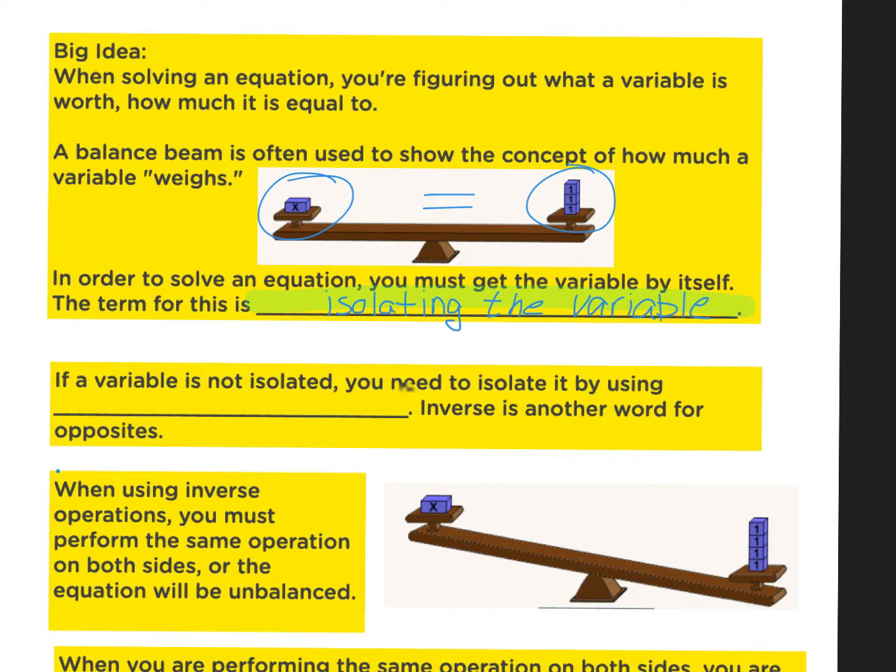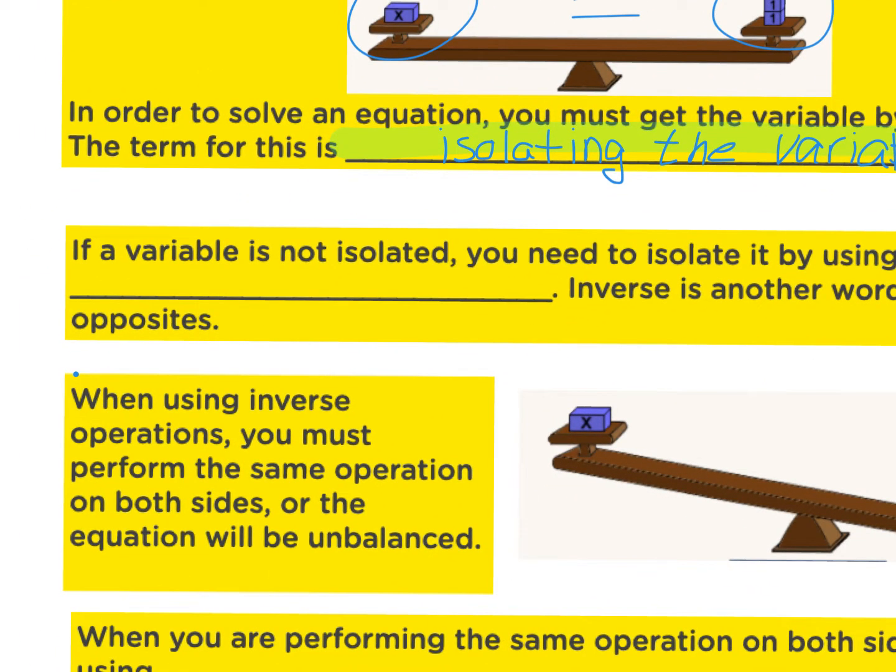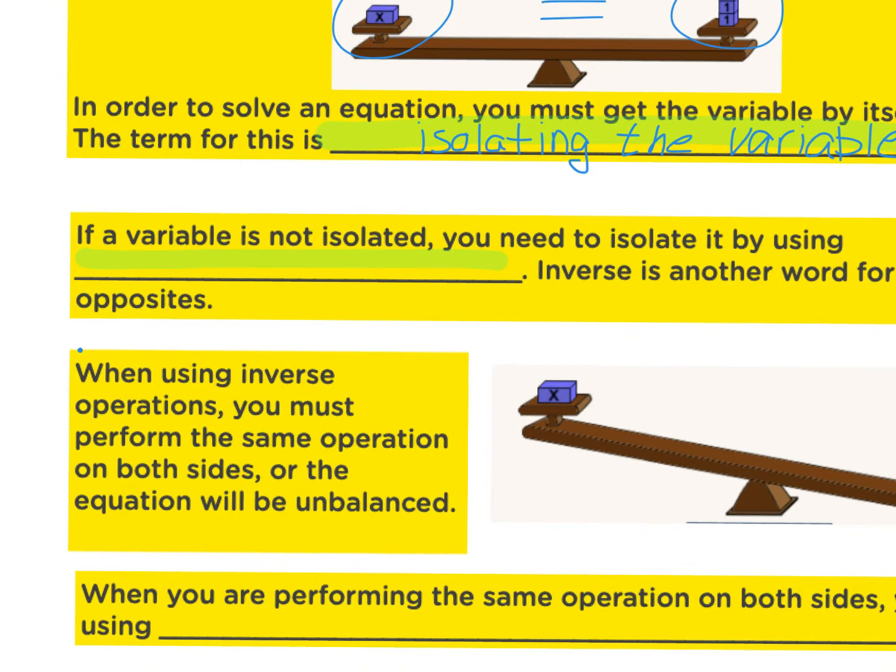Now, all of the equations that we're going to be doing for the next several weeks do not start off with an isolated variable. They're going to start off with a whole bunch of extra stuff. Today we're going to start off more simply and build, but bottom line, they're not going to be isolated right from the get-go. We're going to have to get rid of what is with the variable. And the procedure we do for that, we're going to add another text box here. If a variable is not isolated, you need to do it by using something we call inverse operations. I know you've heard this word before, right?